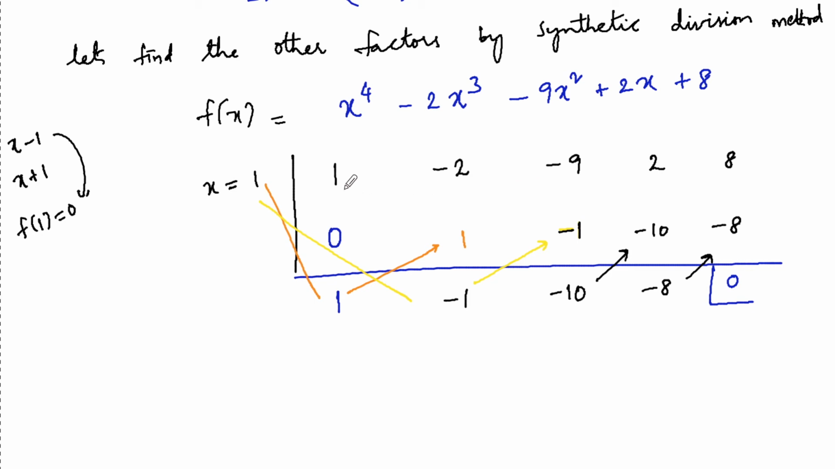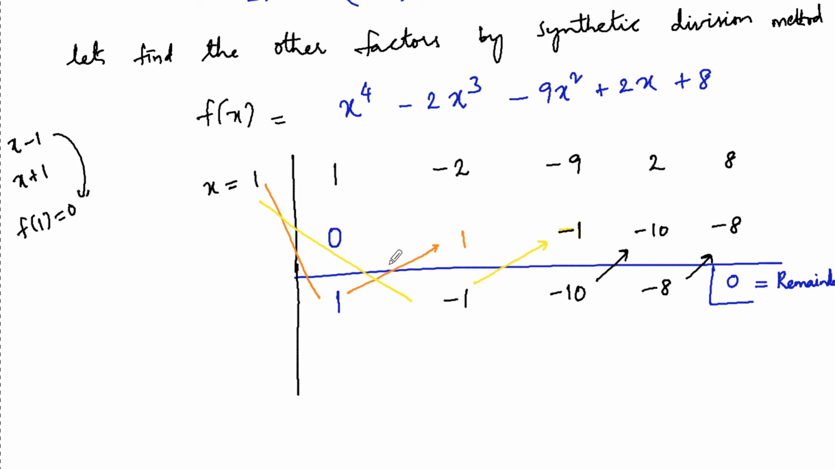So whenever you're getting 0 as the last term, that's nothing but the remainder. If it is a factor, you will get 0. Since x minus 1 is a factor, we are getting remainder 0. If it is not a factor, we will get some other remainder. And also we had x plus 1 is a factor. Let's continue under the same.